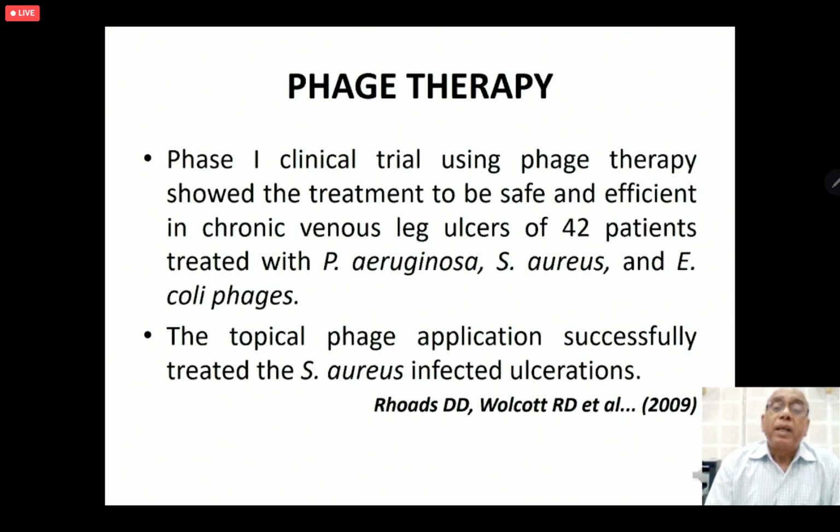Rhodes et al. reported in 2009 the phase 1 clinical trial using phage therapy in chronic venous leg ulcers of 42 patients treated with a Pseudomonas aeruginosa, Staph aureus and E. coli cocktail. The topical phage application successfully treated these Staph aureus infected ulcerations.